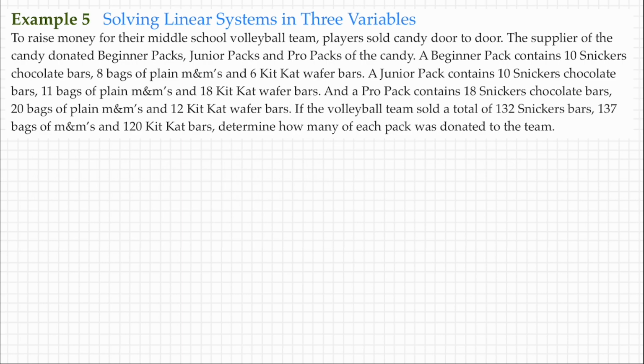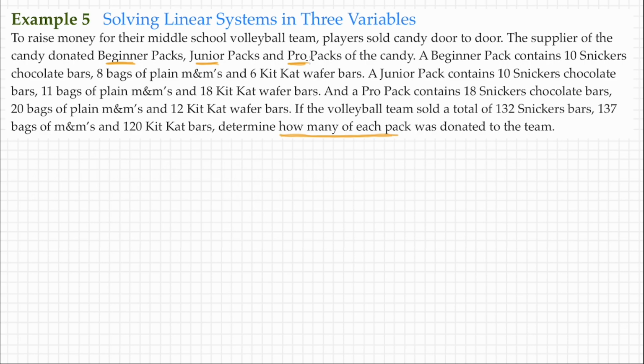Now, as we've done in the previous example, we're going to build a table to help organize our thoughts here. The first thing we're going to do is see how many of each pack. And that's going to be our variables. Those are the ones that are going to fluctuate. Our variables are going to go across the top of our table, and that's going to create those columns related to those variables. We have 3 variables: the beginner packs, the junior packs, and the pro packs.